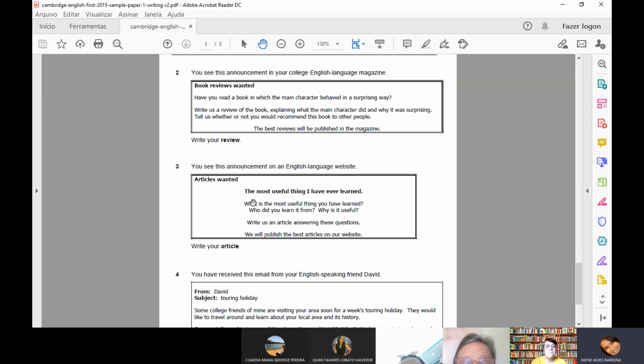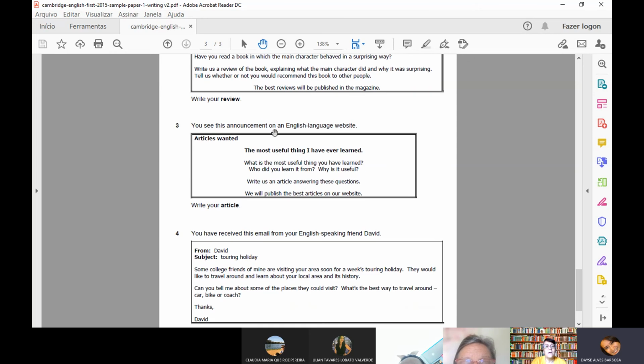It can also be something like this one. You have this announcement. The most useful thing you have ever learned. What is the most useful thing you have learned? Who did you learn it from? Why is it useful? Write us an article answering these questions. We will publish the best articles on our website. Of course, they are not going to publish the candidates' articles. This is just an example of one ad that was published on a website.